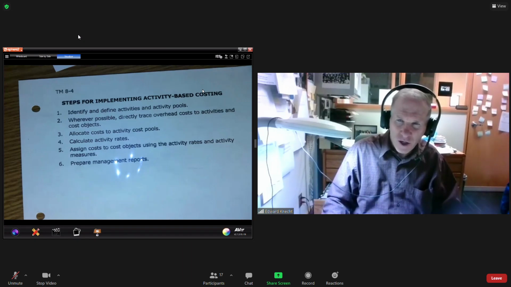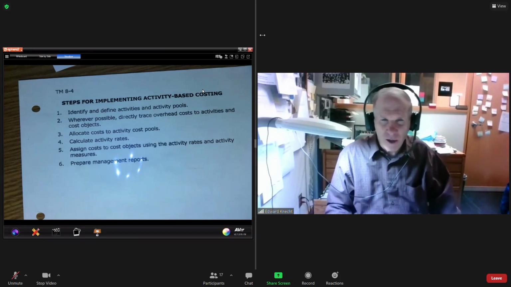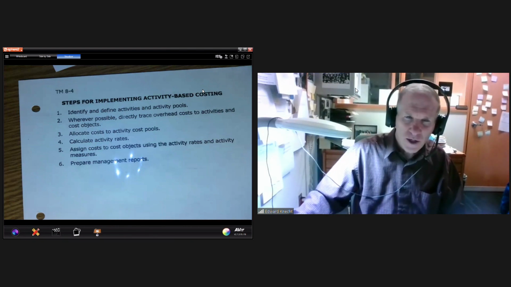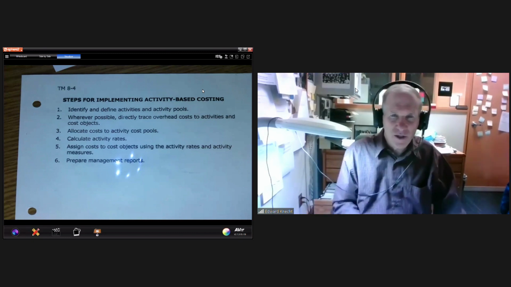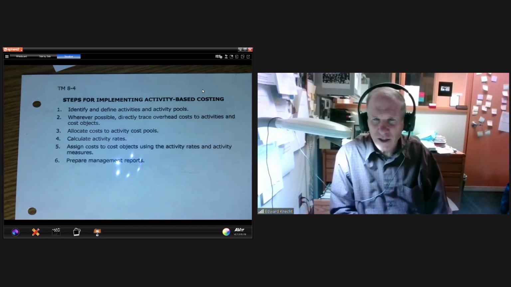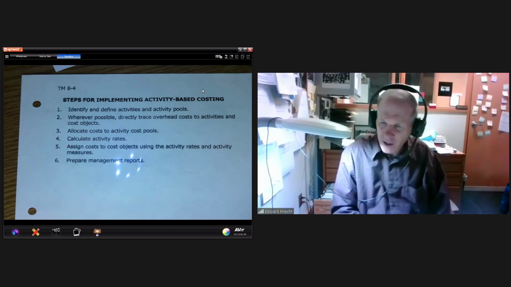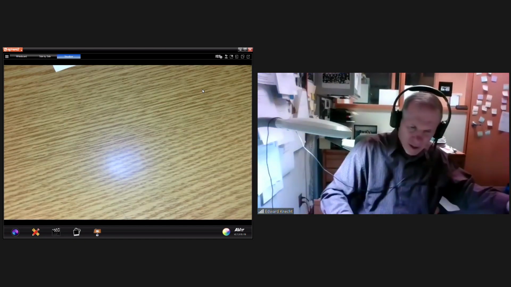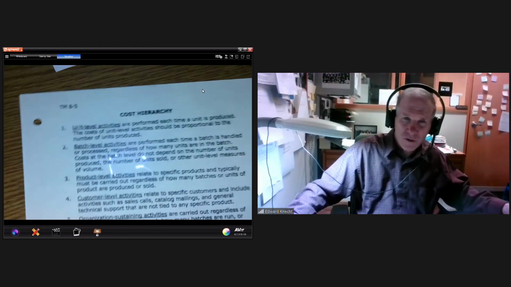Overhead costs to activities and cost objects. 3, allocate costs to activity cost pool. 4, calculate the activity rates. 5, assign costs to cost objects using activity rates and activity measures. Prepare a management report. And then we already kind of did this one too.